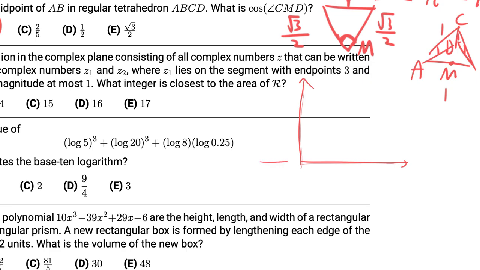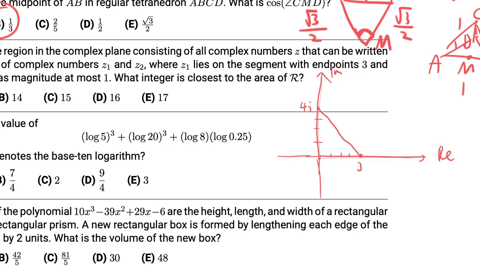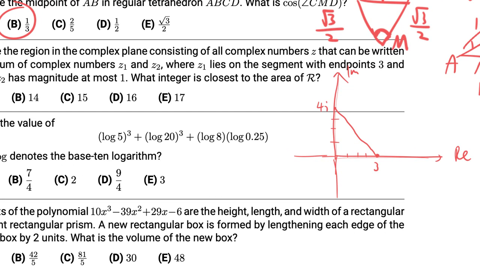So, let me draw more. Real, imaginary. And we have 3 and 4i. So 3, 4i. We can draw a little more. And so Z1 is essentially here. Z1 is somewhere here. And notice we can treat complex numbers like vectors, right?